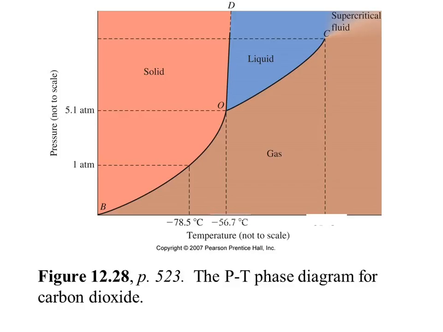Triple point, not too hard there. That's the middle of the Y. Triple point for carbon dioxide is 5 atmospheres, which is hefty, and a chilly temperature of negative 56.7. The critical pressure is 72.9 atmospheres. The critical temperature is a warm 31 degrees Celsius. Carbon dioxide is not too hard to get into a supercritical fluid.